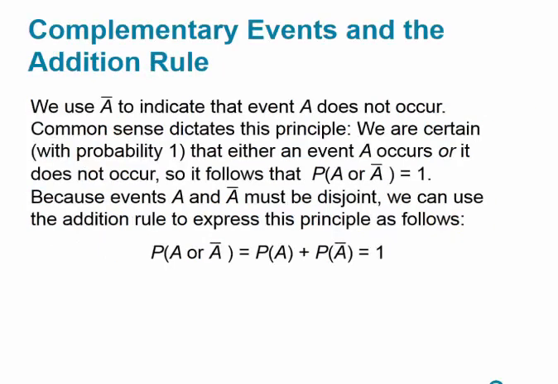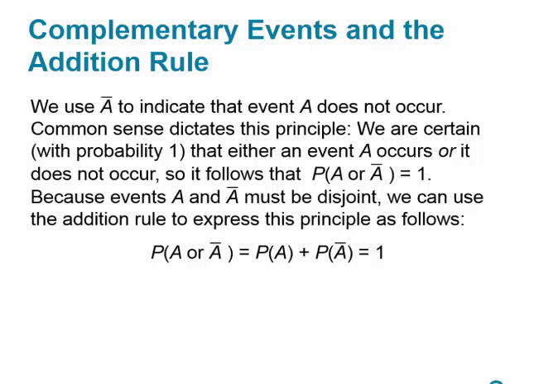The next thing is the complementary event and the addition rule. We use A hat to indicate that event A does not occur. Common sense dictates this principle: we're certain with a probability of 1 that either A occurs or it does not occur. So it follows that the probability of A or the probability of A hat is equal to 1.